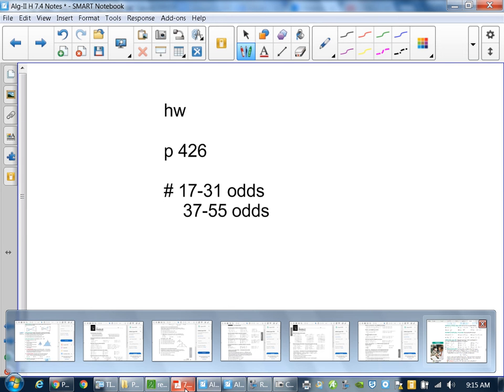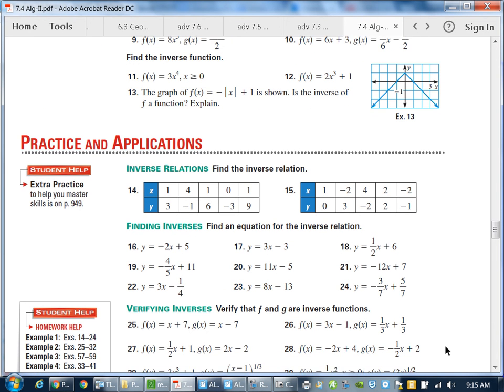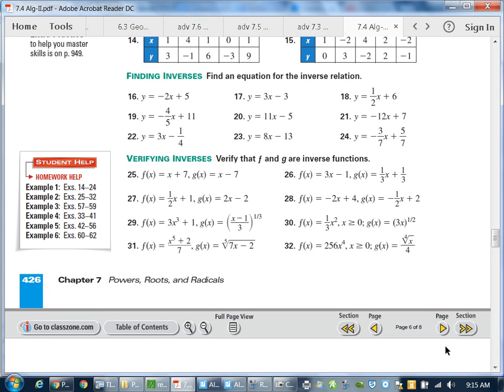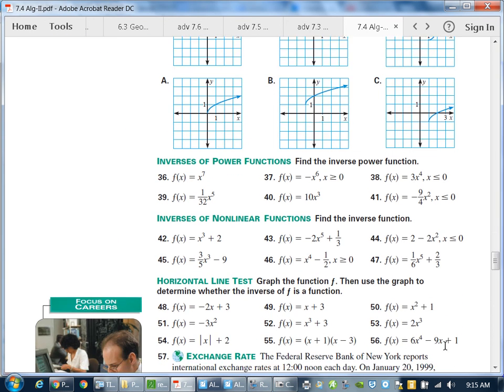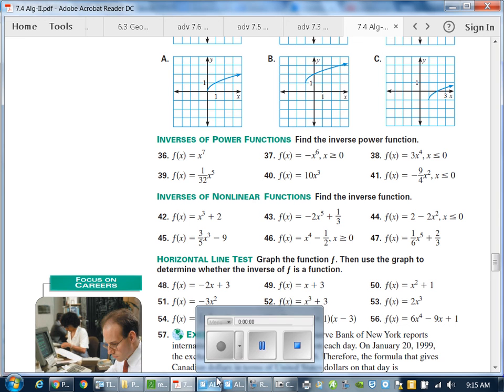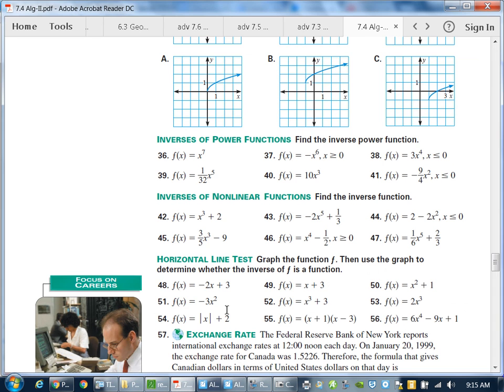And then we'll start graphing tomorrow. Does that seem decent? Do you want us to do 16 through 32? 18 through 32? Let's see if it makes sense. Let's do 18 through 32, evens, and then 38 through 56. What do the other ones look like? 38.